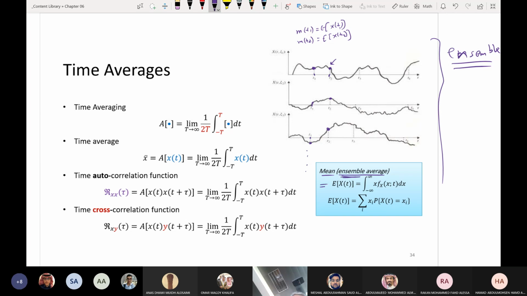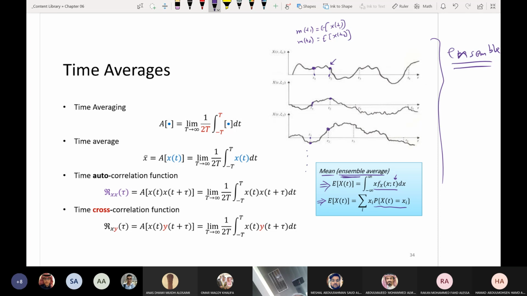And the way we calculate it is the expected value of x of t, which is x multiplied by the PDF at t. So the PDF at t multiplied by the different values that x takes, and then we take the integration. And if it is discrete, we take basically the probability that x of t equals xi multiplied by xi, and sum over all different i's. Okay, this is the ensemble average.